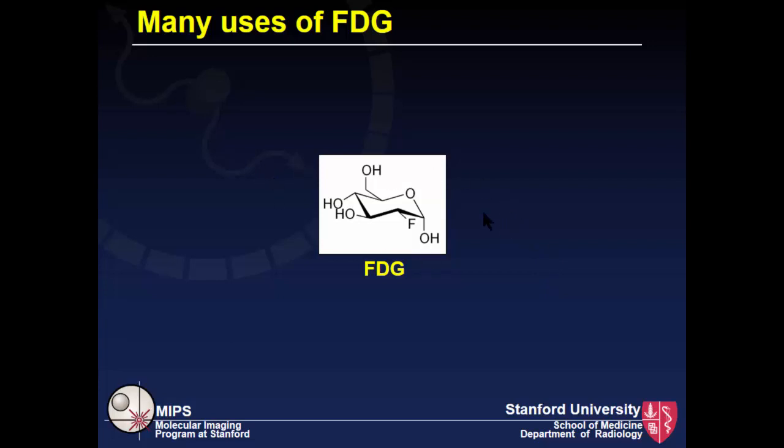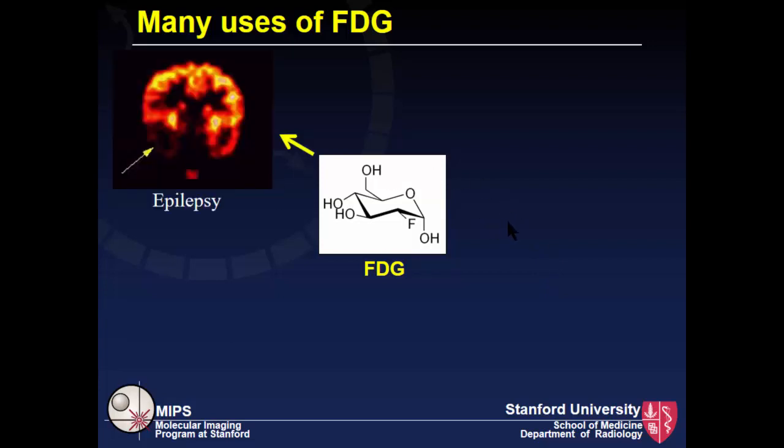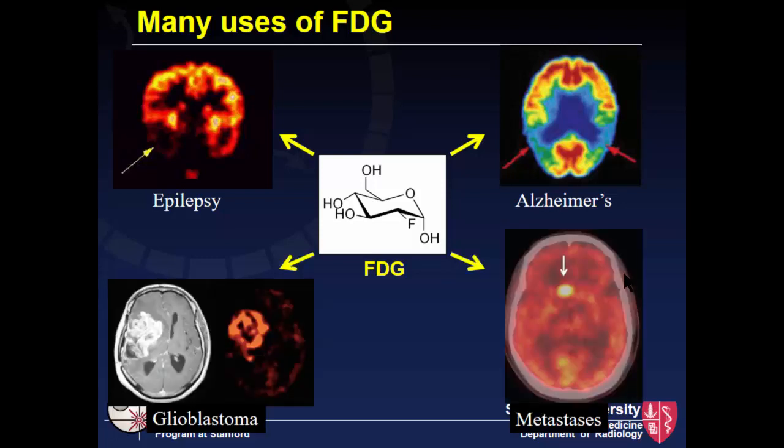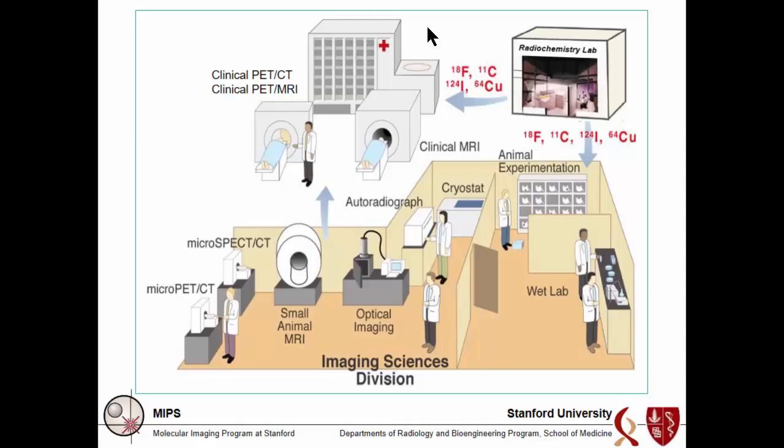Although FDG was primarily used for cancer imaging, it also has many other uses, looking at epilepsy, Alzheimer's, glioblastoma, and in this case, cancer metastases.